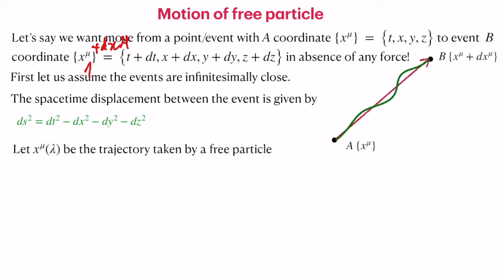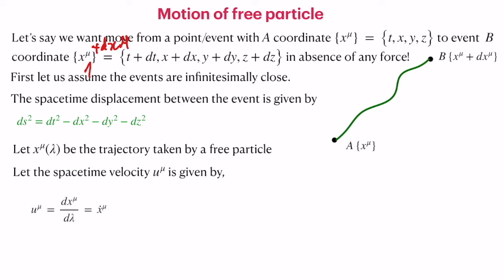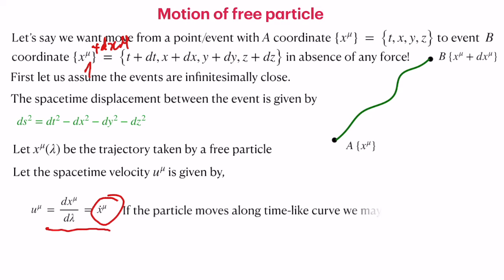Trajectory as a curve, x^mu of lambda, where lambda can be an arbitrary parameter representing the motion of the particle. So we have a free particle trajectory given by the straight line. Let the space-time velocity be given by u^mu = dx^mu/d lambda, that is also given as x dot^mu. So that is a notation which we are using.